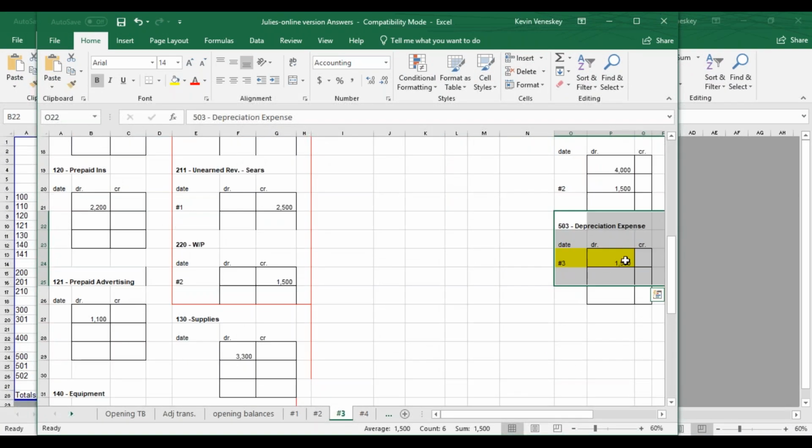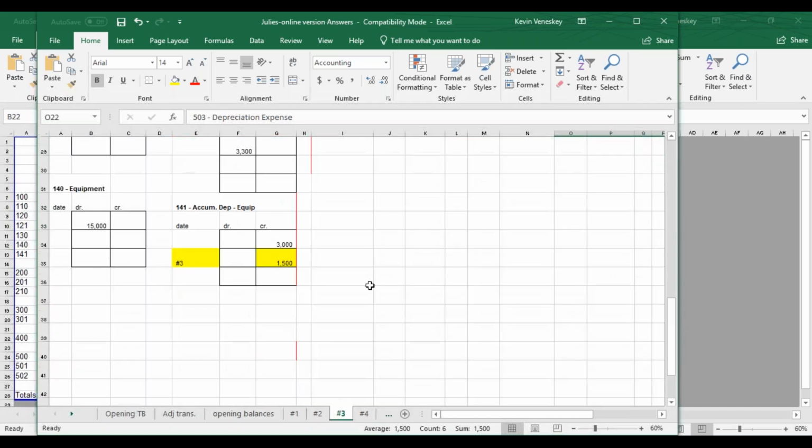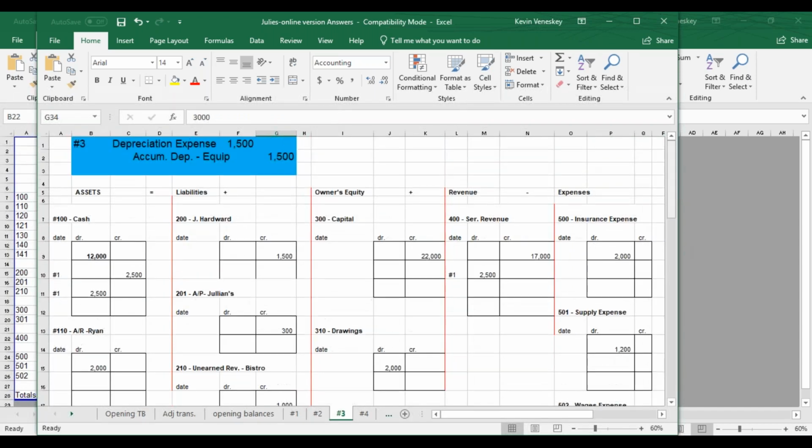So I need to add a new expense to my expenses, depreciation expense, and update my accumulated depreciation. It's no longer at 3,000. It's now going to have a total of 4,500. I can then come up here and do my adjusting entry, my journal, on my journal piece. $1,500 debit to my depreciation expense, credit the accumulated depreciation.